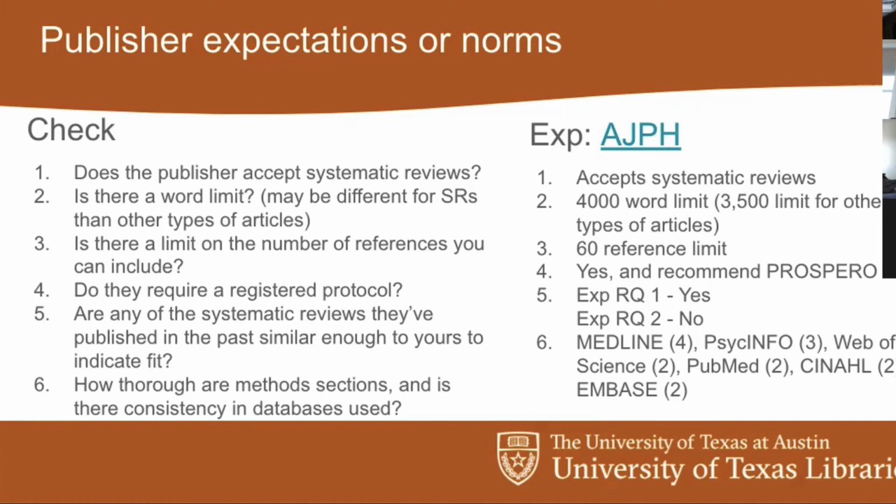And then, how thorough are the research methods sections in their published systematic reviews, and what's the consistency in the databases used? I went through those first 10 or so systematic reviews, and I saw Medline was in at least 4 of them. PsycInfo was the second most used, then Web of Science, PubMed, CINAHL, and Embase. Those are things I can have in my notes of places that I want to check if I'm able to.